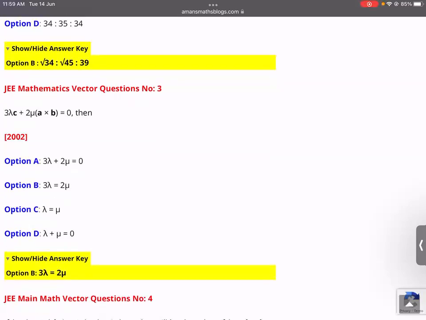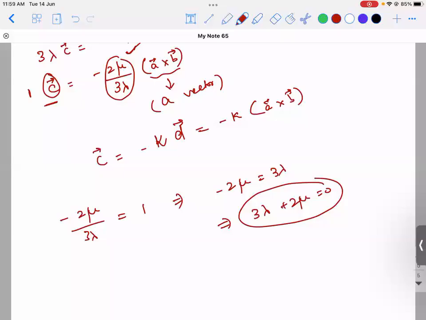So option, did I make a mistake? Negative 2. Where? Minus 2. The whole of minus 2. Did they give anything about?